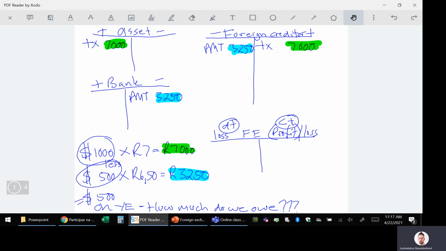All right, so the 500 on year end must be converted at the spot rate on year end. So that was given as 6 Rand, and that will give us 3,000. So what is the 3,000? The 3,000 is year end spot. We restate the creditor or any amount that we still owe to the creditor. All right. So now what does this mean?